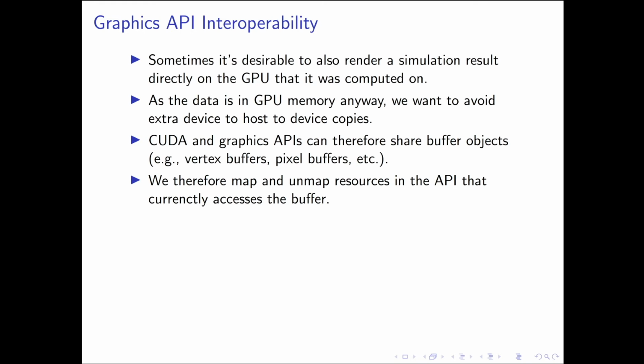So this is, of course, what we want to avoid. And therefore, CUDA supports what is called Graphics API Interoperability. In particular, we can share certain resources between CUDA and the Graphics API, like for instance vertex buffers or pixel buffers. We only have to make sure that when one API has mapped the resource, the other API doesn't have the resource mapped at the same time.